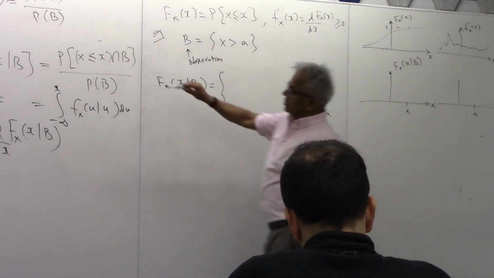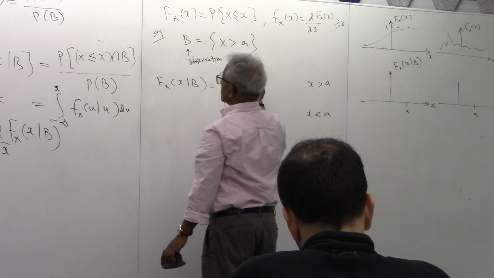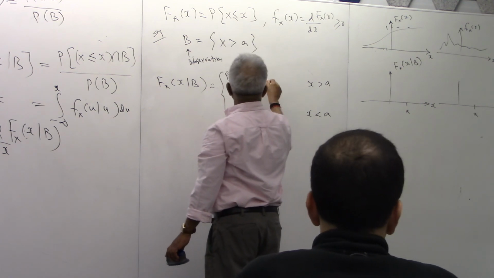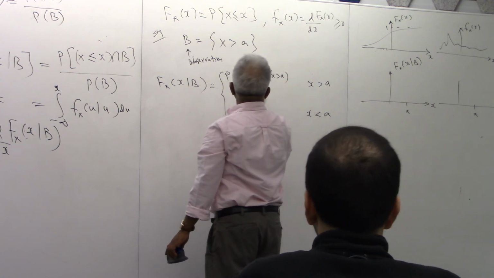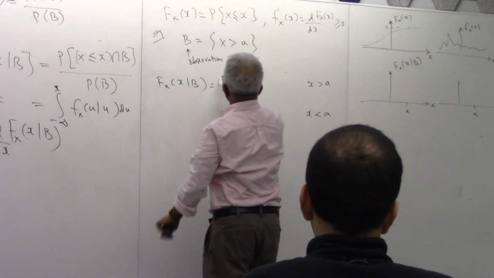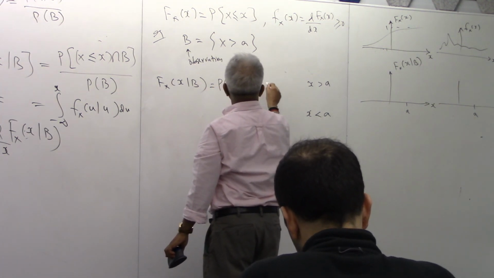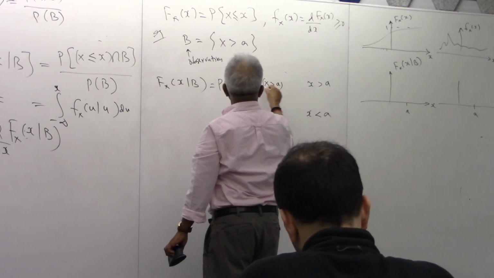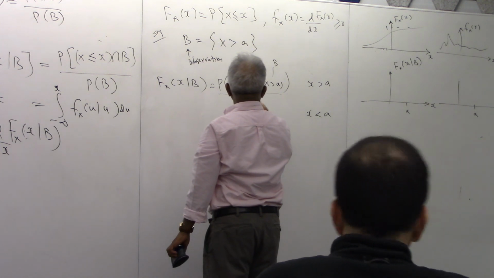So the definition is here. This is the probability of X less than or equal to x, intersection with B, where B is X greater than a, divided by the probability of X less than or equal to x intersection with X greater than a, that's B, the whole thing divided by the probability of X greater than a.